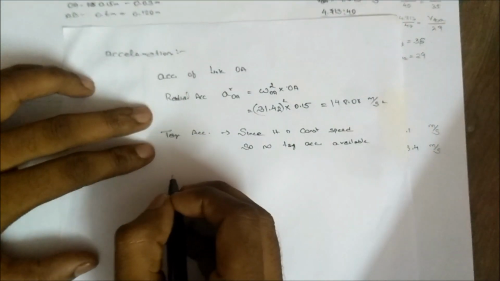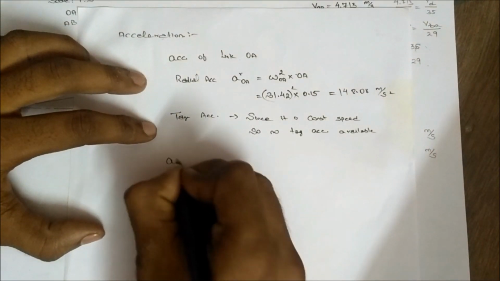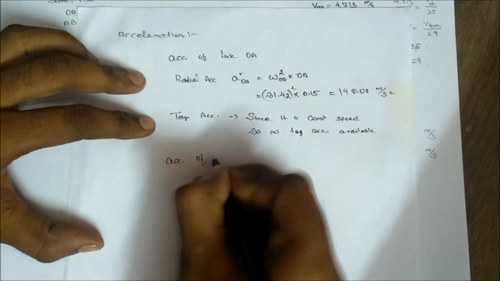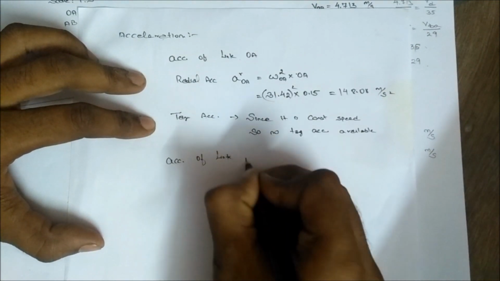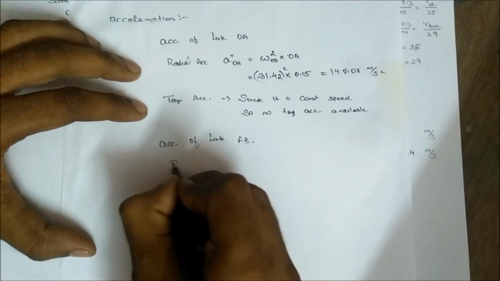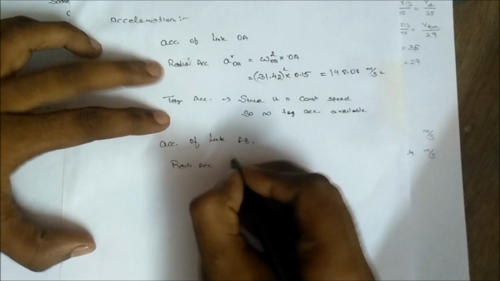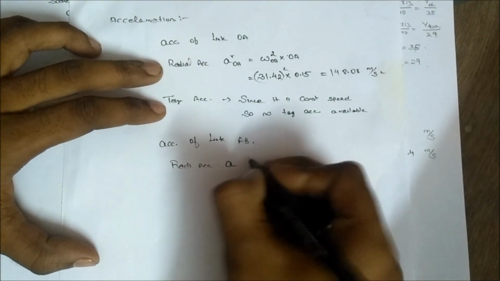Now we will go to the next link, that is AB, the acceleration of link AB. We will go to that. Now here we have both the radial acceleration and tangential acceleration.